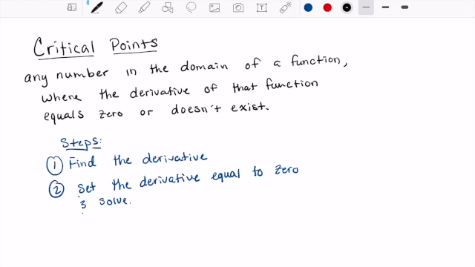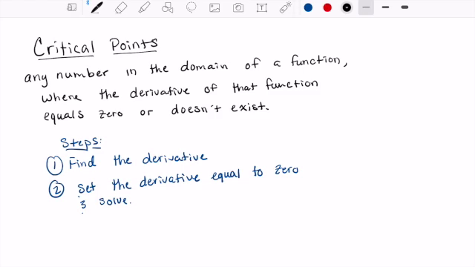Everybody. In this video, we're going to talk about critical points. Critical points are very easy to find once we've mastered the ability to take a derivative. So just remember that a critical point is any number in the domain of a function where the derivative of that function equals 0 or it doesn't exist. So it's very easy for us to be able to find if a function has critical points or not.